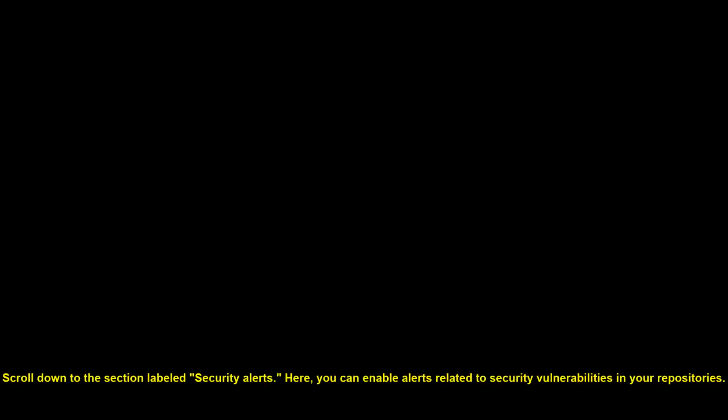On the left sidebar, click on your profile picture or icon. From the drop-down menu, select Settings to enter your account settings. In the Settings menu, find and click on Security in the left-hand column. Scroll down to the section labeled Security Alerts. Here, you can enable alerts related to security vulnerabilities in your repositories. Follow the on-screen instructions to configure these alerts based on your preferences.